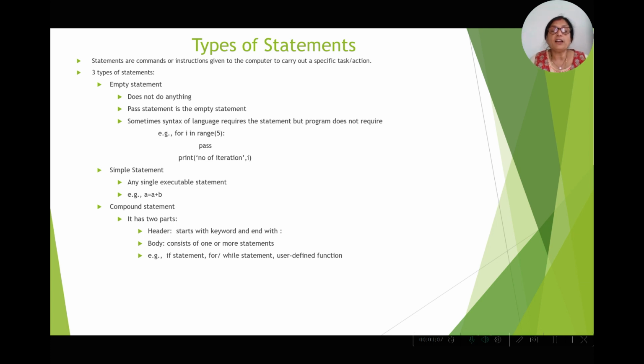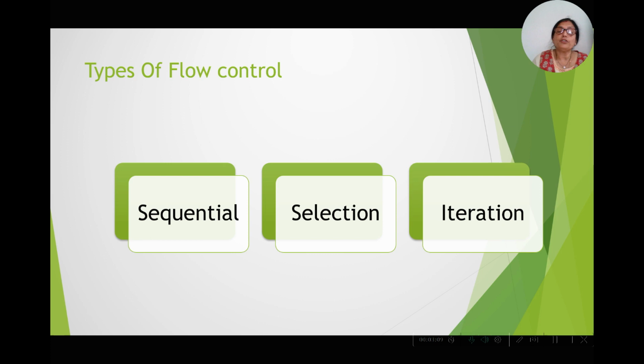Now let's learn types of flow control: sequential, selection, and iteration. What is sequential? When the codes are executed sequentially, one after another. Selection is when the codes are executed based on a condition. Iteration means repetition of the statements or instructions.